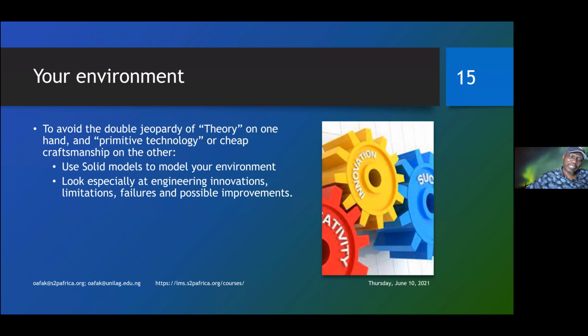Look at innovations around you. Look at limitations of what is happening. Maybe you see something, but it's not doing the work it's supposed to do well enough. It's limited one way or the other. You might say, oh, can't we improve this thing? When you are thinking that way, you are thinking like an engineer. When you see failures, I will show you some failures in this lecture. When you see failures, you have to ask yourself, why is there a failure?